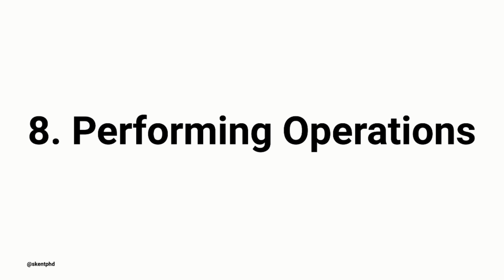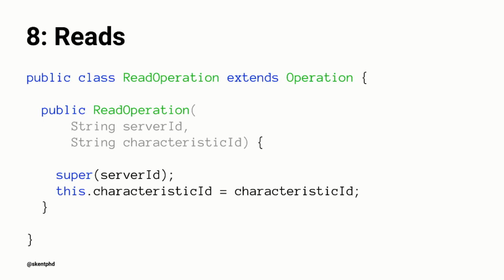Okay, so once we've discovered services, then we get to the really fun stuff, which is manipulating or reading information from our peripheral. So if I want to read information from a characteristic, I can make a read operation where I pass in the server ID and then the ID of the characteristic that I want to read. So I have to store a little bit of extra information inside this operation type, but otherwise, again, it just extends our base operation.